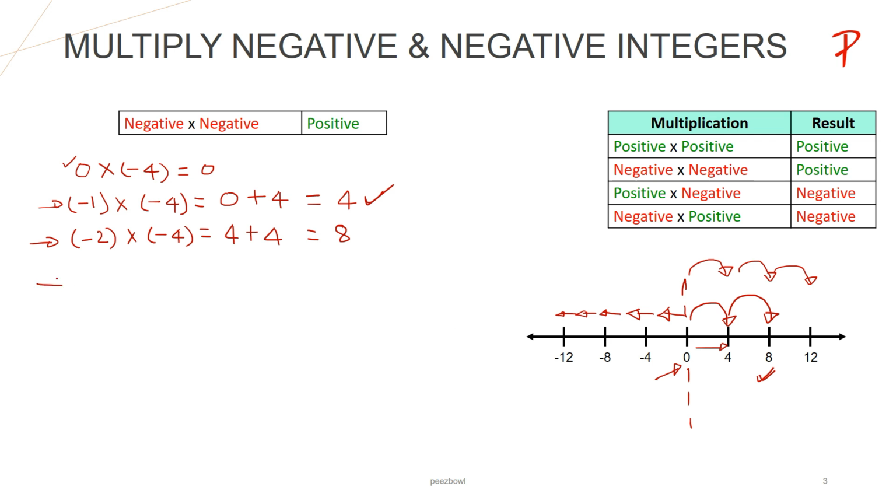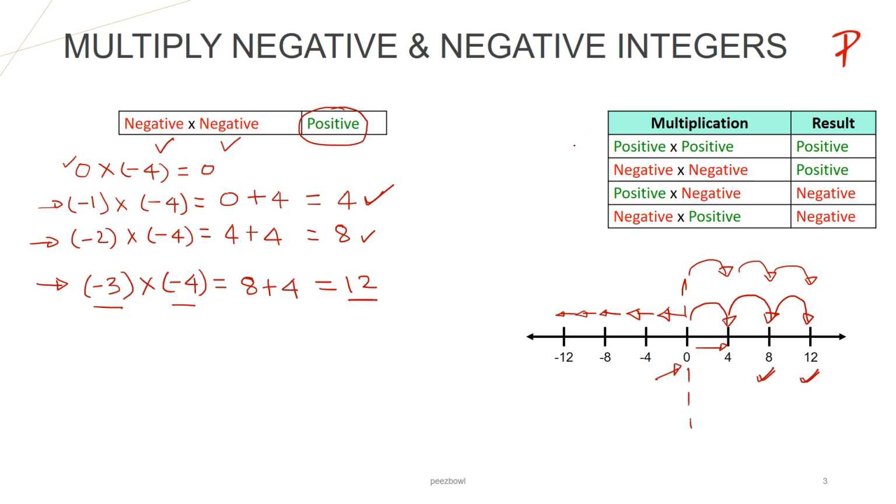Okay, now I will reduce the number of jumps even further. Minus 3 multiplied by minus 4 is equal to this 8 plus 4, and this is nothing but 12. So taking one negative jump of minus 4 units, we are reaching 12. So did you notice here? We are multiplying two negative integers, minus 3 and minus 4, and the result of this multiplication is a positive integer. This is what we were trying to achieve. Negative multiplied by negative is a positive, right?